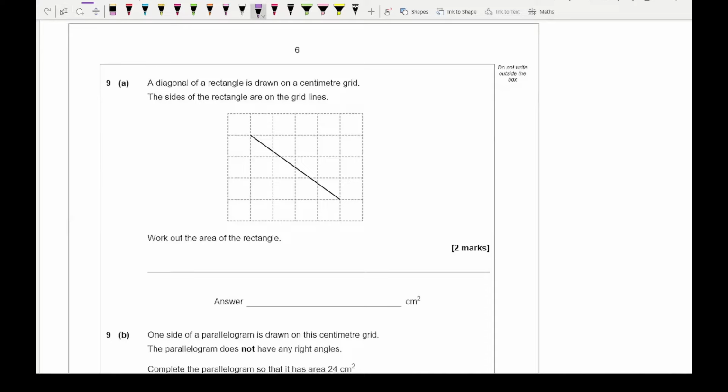So what we need to do is basically convert this into a rectangle. If the line drawn is the diagonal, then I just need to add these two lines here to make a rectangle. Obviously, whenever drawing, you need to make sure that you're always using a ruler and your lines are always straight. So here we just need to work out the area of this rectangle. So it's 3 times 4, which is 12.